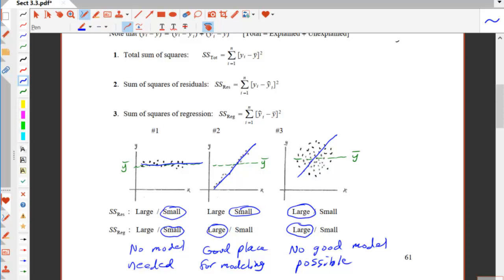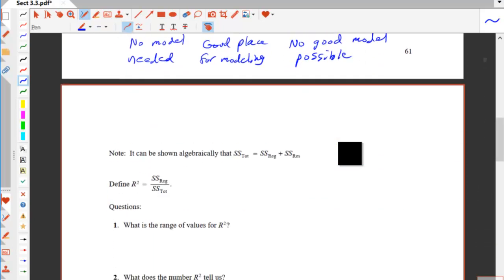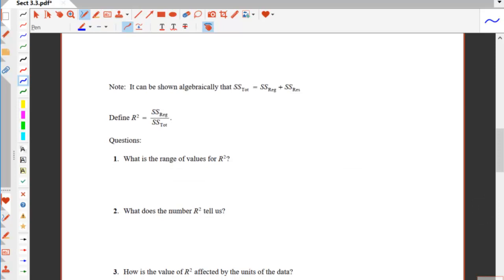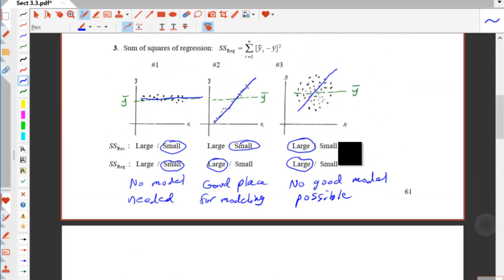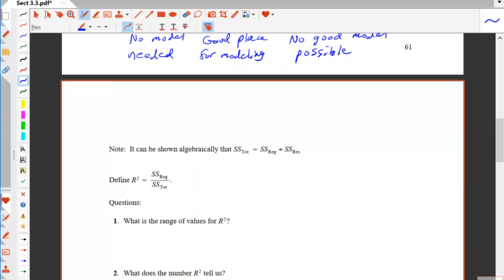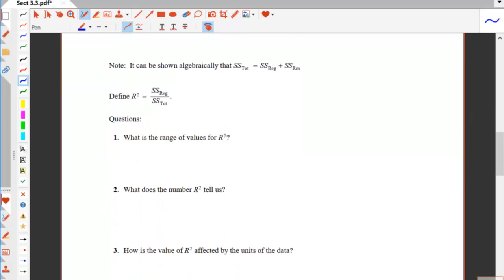So now we'd like to make a measure that is large or indicates that this kind of situation is a good model, whereas these maybe not so good. It can be shown that SS total is equal to SS regression plus SS residual. That's saying on the whole, this equation that was true for one data point is actually true once I do all the squaring and adding. That seems intuitive, but it's actually not trivial to prove. We won't do that. Just take it for what it's worth. And now we're going to define R squared to be SS regression divided by SS total.